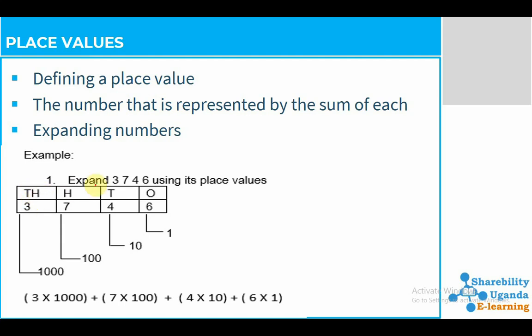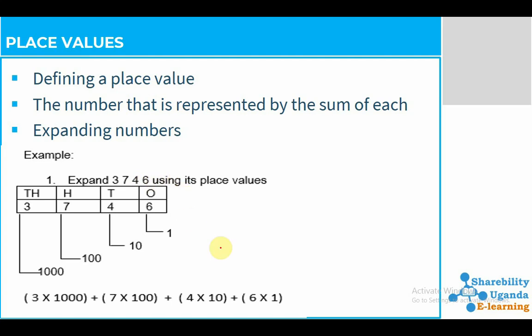Okay, so in arranging this number, you arrange it in this way. You make sure you bring your 6 in the ones, your 4 in the tens, your 7 in the hundreds, and your 3 in thousands. So this also gives us a way how we can read the numbers, as we shall be able to see how they look. So here we write ones, here we write tens, here we write hundreds, here we write thousands.